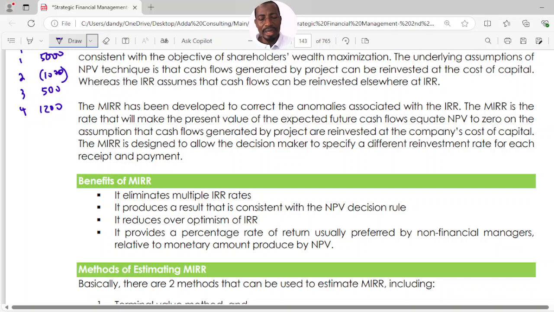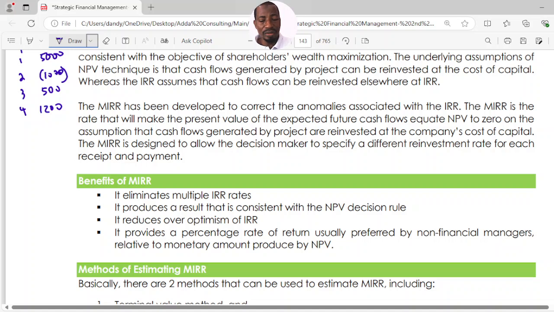Number one is that it eliminates multiple IRR rates, because the internal rate of return itself will always have multiple, because when you draw the graph, you are going to pick in between two rates is what the internal rate of return will fall into. So as a result of that, the modified internal rate of return will eliminate that, so there will be nothing like that again.